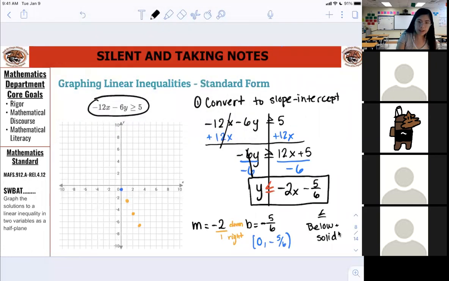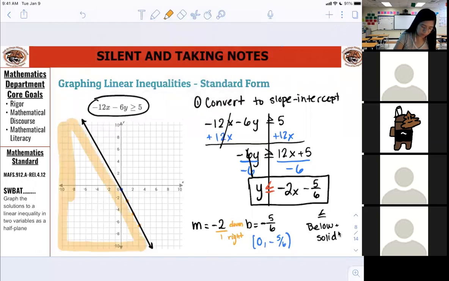All right, so there's my dots. Now I have a solid line. And I'm shading below. So here we go. There is my lovely inequality. Do I have any final questions?